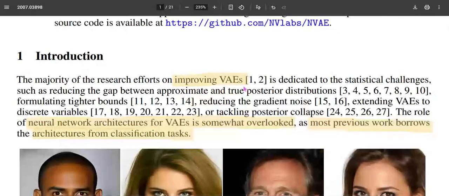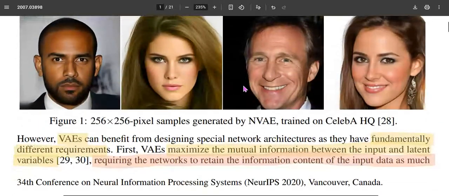This paper attempts to make efforts on improving variational autoencoders by a simple observation that the neural network architecture for variational autoencoders is more or less similar to the trend that we borrow from supervised learning, like a classification task. But the aim of the output of the variational autoencoder, like unsupervised learning or generative modeling, and supervised learning fundamentally have different requirements.